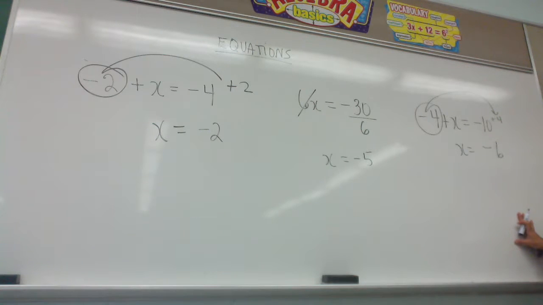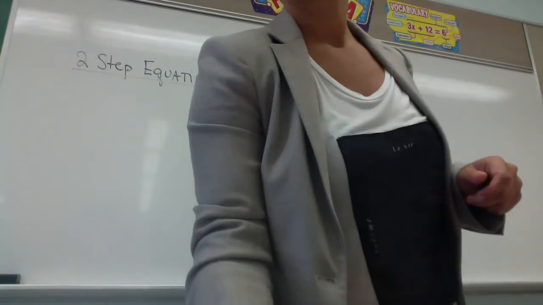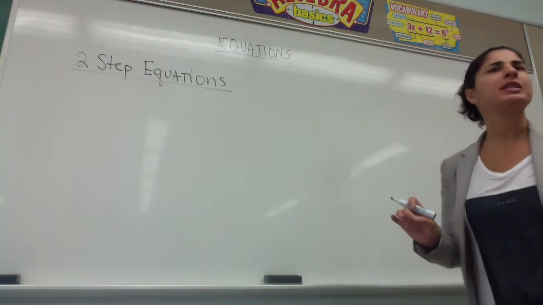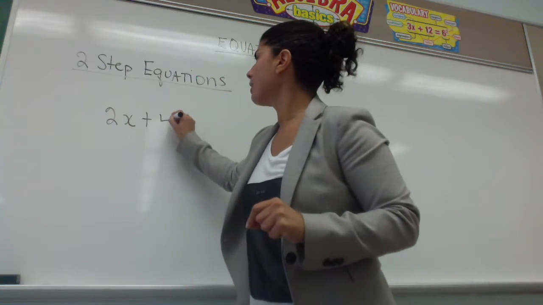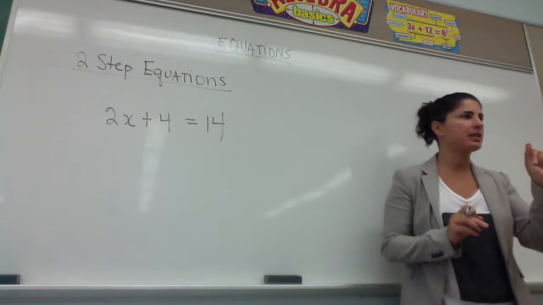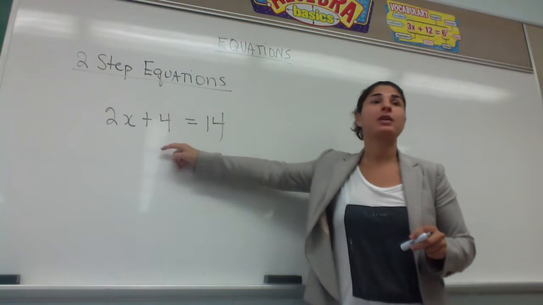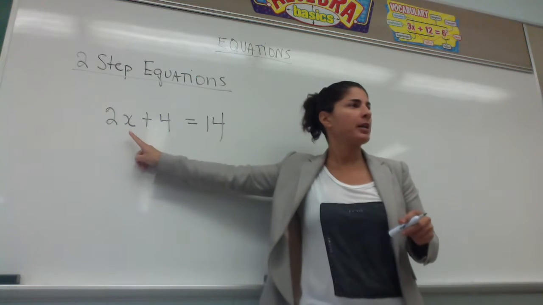And now what I would like to introduce you to is two-step equations. So watch what happens now. We're going to do two-step equations. Watch what a two-step equation looks like: 2x plus 4 equals 14. Now, why is it two steps? Because I'm going to have to get rid of the plus 4 first, carry it over, and then I'm going to have to get rid of the 2, which is multiplied by the x. So watch.